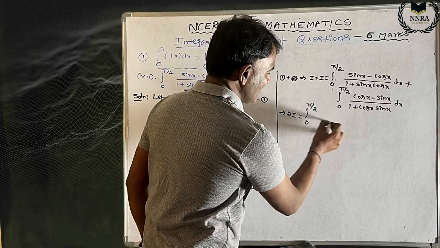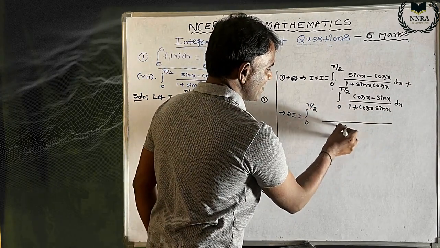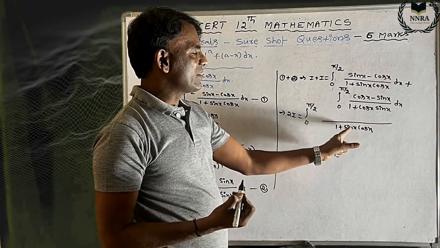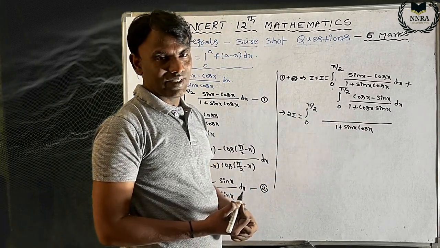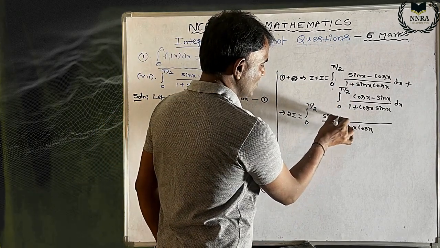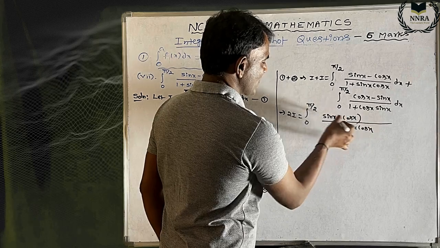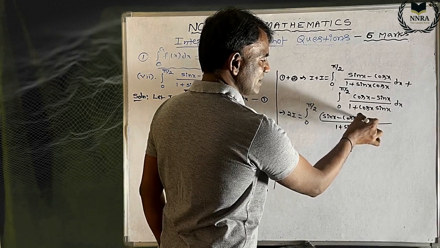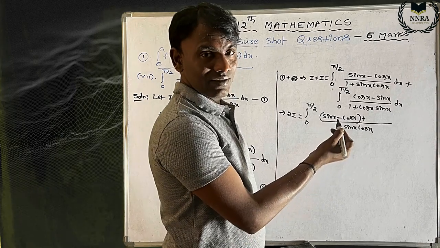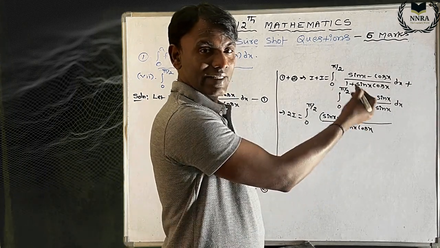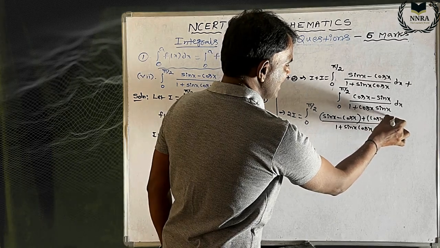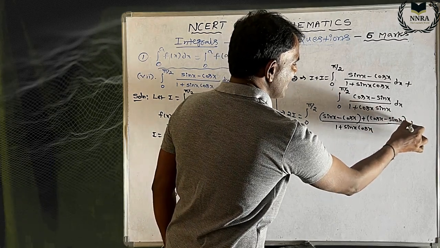Now what is the denominator? 1 plus sin x into cos x. Otherwise, if you want to write 1 plus cos x into sin x, you can write that one also. And coming to this sin x minus cos x, right? So this is the first term. And what is the second term? Numerator of the second function means what is that? Cos x minus sin x, then into dx.